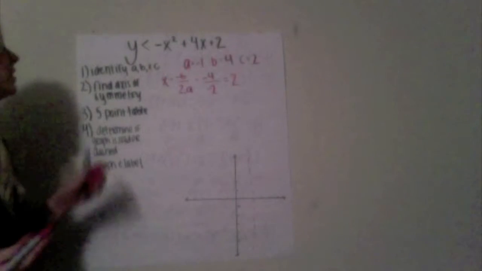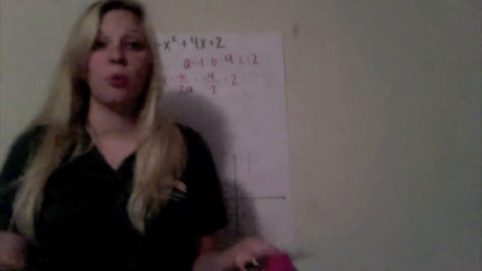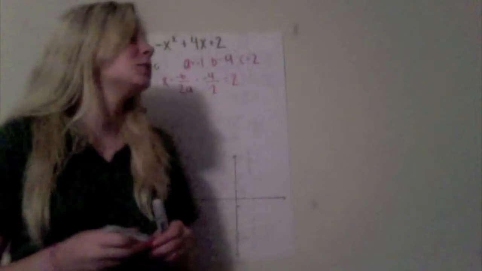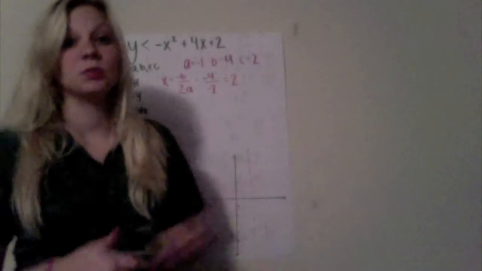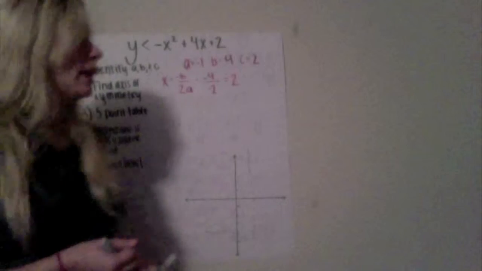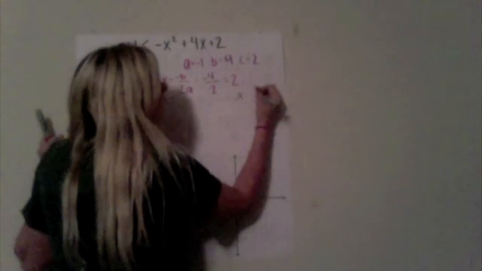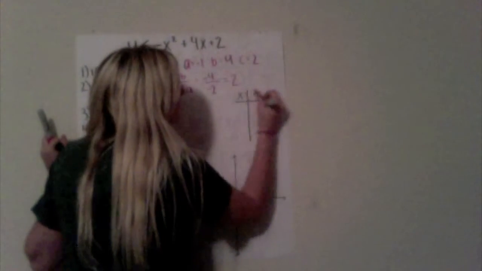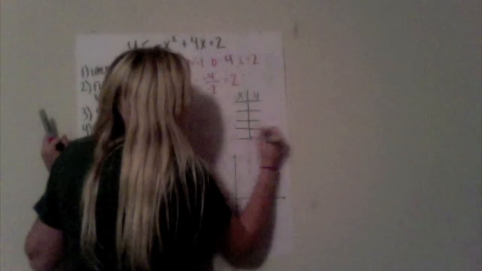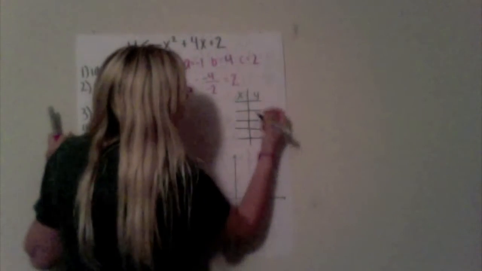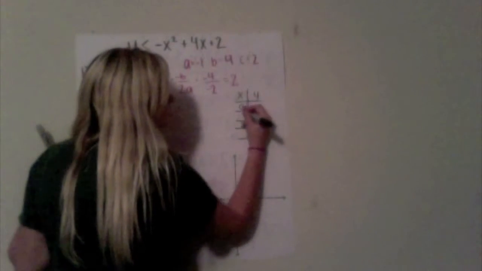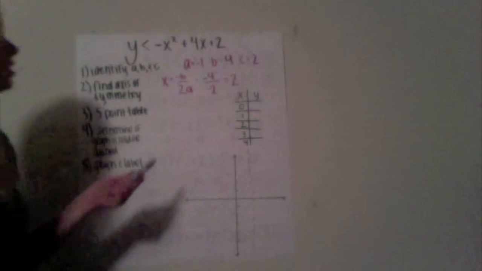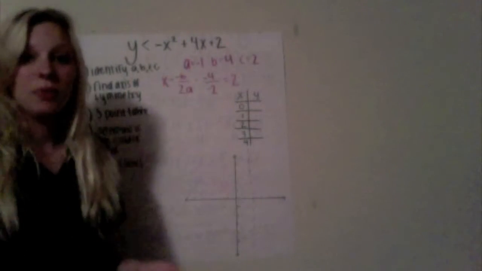Now our next step is to make a 5-point table, and we know the most important point is going to be our vertex. Since we already have the x-coordinate of our vertex, we're going to need to find the y-coordinate. So when we're making our table, we're going to center it around that x and y in 5 points, centered around x equals 2. So let's go with x equals 0, x equals 1, x equals 3, and x equals 4. Now we're going to plug these into our equation to see what we get for y.